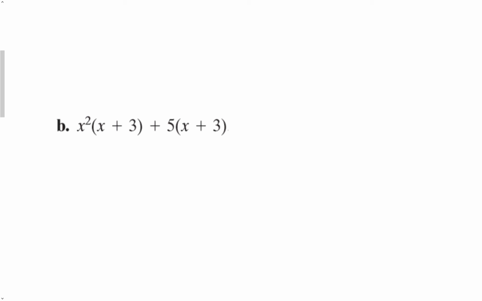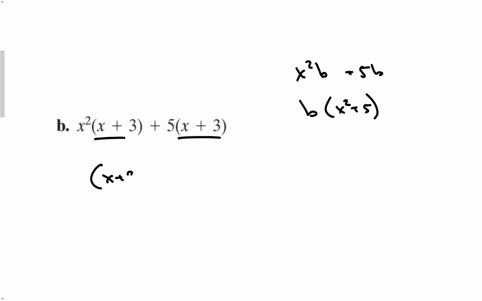Here, with this expression, the greatest common factor is a binomial factor of x plus 3, because both of these expressions have x plus 3. Right? If this was just another letter, like say b, x squared times b plus 5 times b, I would factor out the b, and this would leave me with x squared plus 5 inside. Okay? This idea is the same here, even with a binomial factor. I can factor out the x plus 3, and I'm left with x squared plus 5.